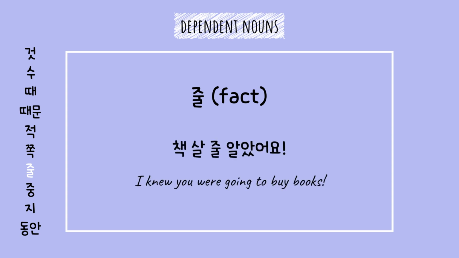Ček sal jul arasojo. I knew you were going to buy books. Literally, it would be, I knew the fact that you were going to buy books. This is one very typical use, when you guessed someone's behavior. You can also use it for when you thought someone would do something, but they didn't do it. This is the type of situations this noun is used in.